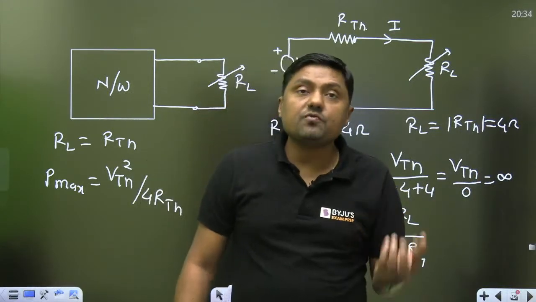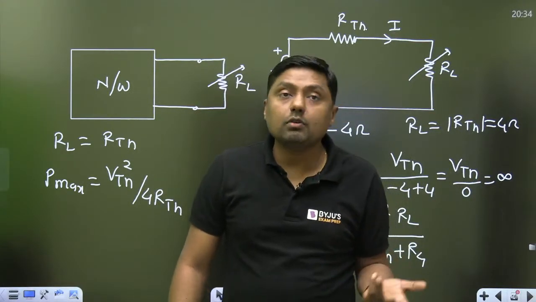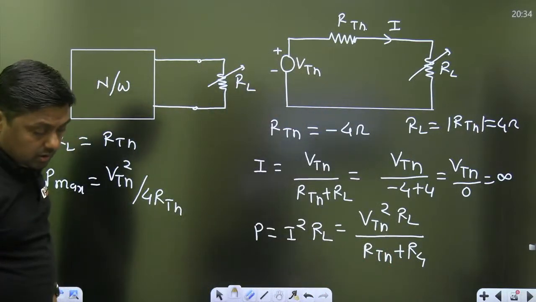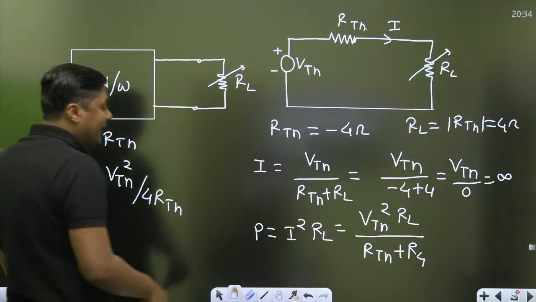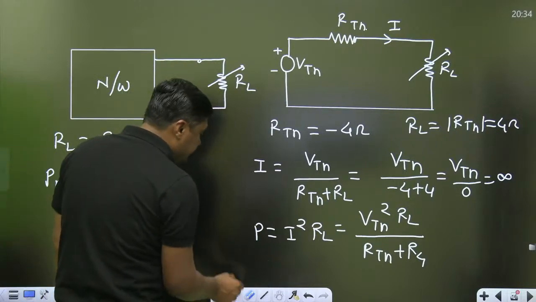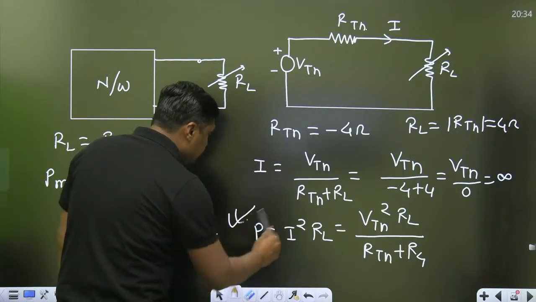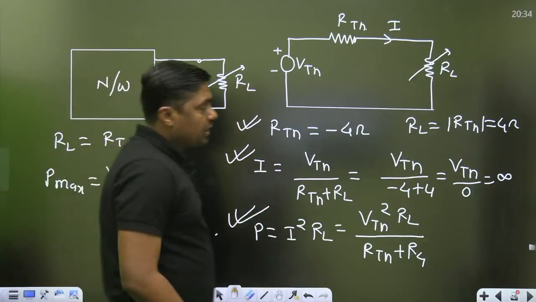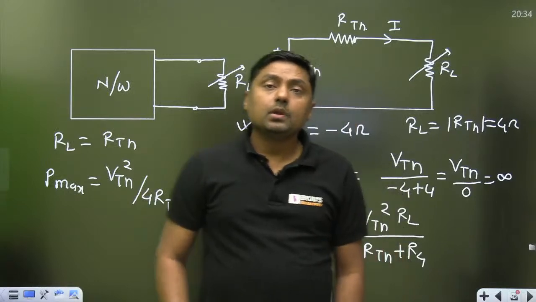When the current is infinite, what is the power? Power will be infinity. Yes, Manish, your answer is correct. The power that comes here, what is that? Infinite. This value is equal to what? Infinity. Okay. This is clear to everyone.